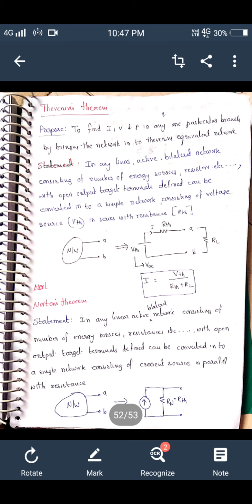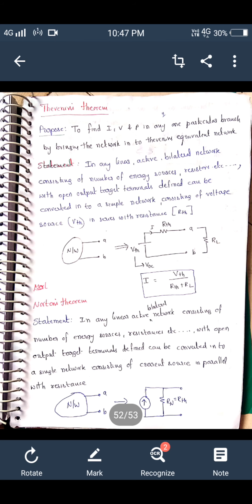Now come to Norton's theorem. The purpose of Norton's theorem is the same as Thevenin's theorem, just opposite. There we analyzed across open circuit terminals, and here we analyze across short circuit terminals. Across open circuit, voltage will exist, that's why we considered voltage, and here we are doing the analysis on short circuit, that's why we considered current. That current is called I Norton.